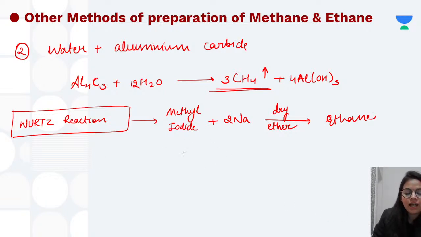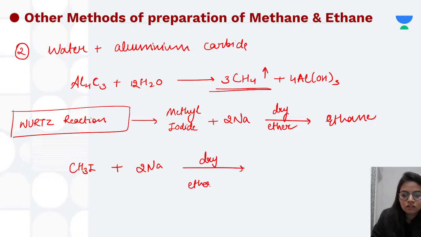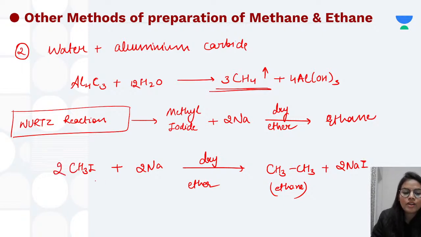Okay, so let's try it. Methyl iodide, so it is CH3I. It is heated with sodium in the presence of dry ether. So what do we get? We get CH3-CH3, that is ethane, plus 2NaI. Now here one question can arise: why only ethane? Why can we not prepare methane by this method? This method is actually suitable to prepare alkanes with an even number of carbon atoms. So this method is not very suitable for alkanes having an odd number of carbon atoms.